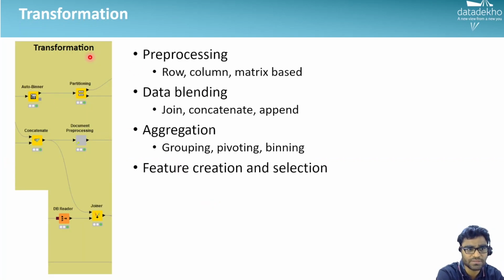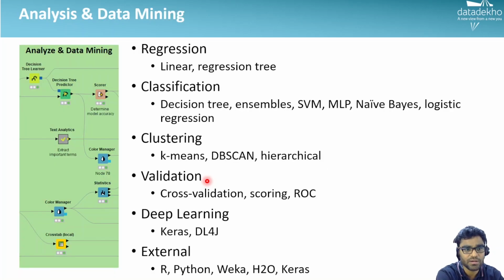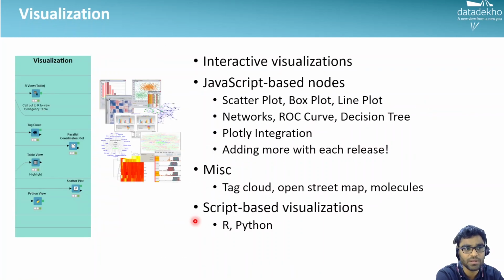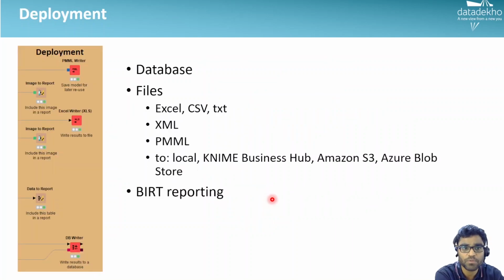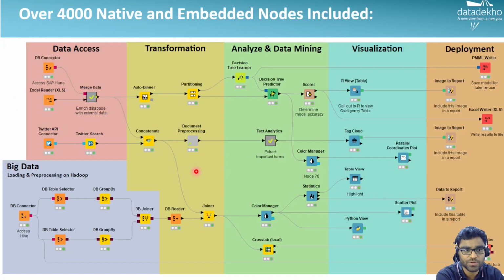I'll not cover the transformation part, because I'll be covering it in the next session, I think. These are the analysis, data mining, what all you can do: regression, classification, clustering, validation, deep learning, external visualization. Also, as I mentioned, KNIME has the capability to do visualization, but obviously it will not be like a Power BI dashboard. But you can create scatter plots, box plots, line plots, tag clouds, all these things. Deployment you can also do, database, files. So there are multiple options to use this data.